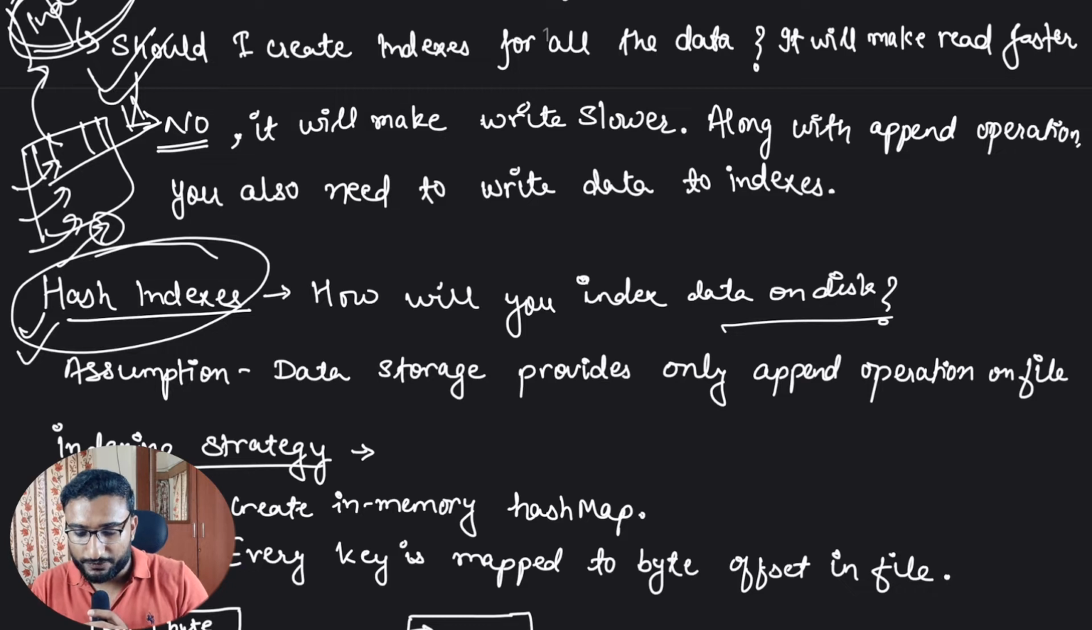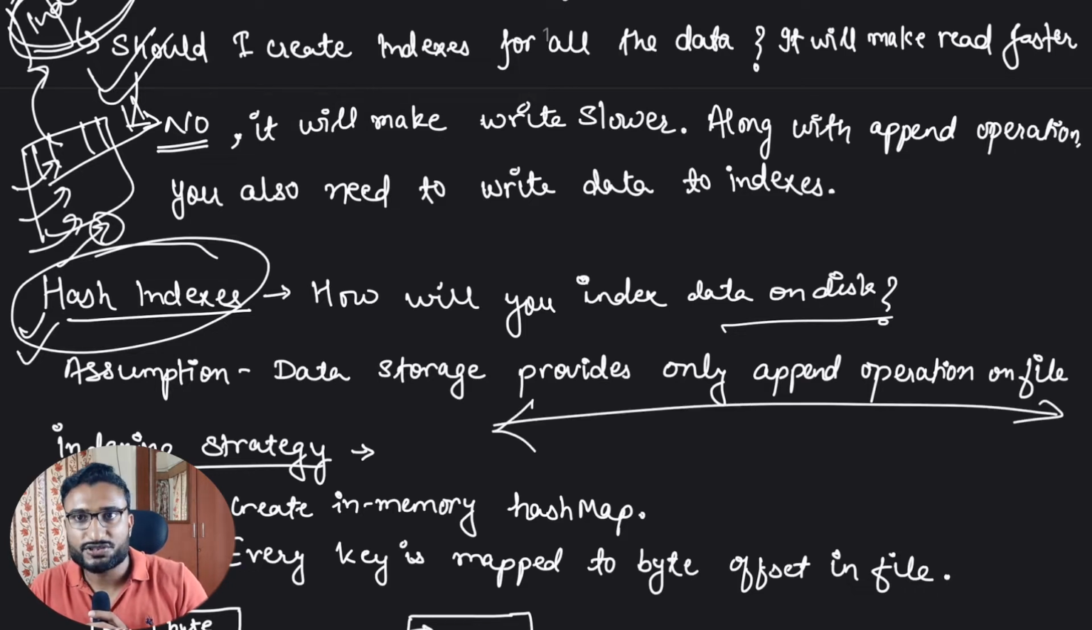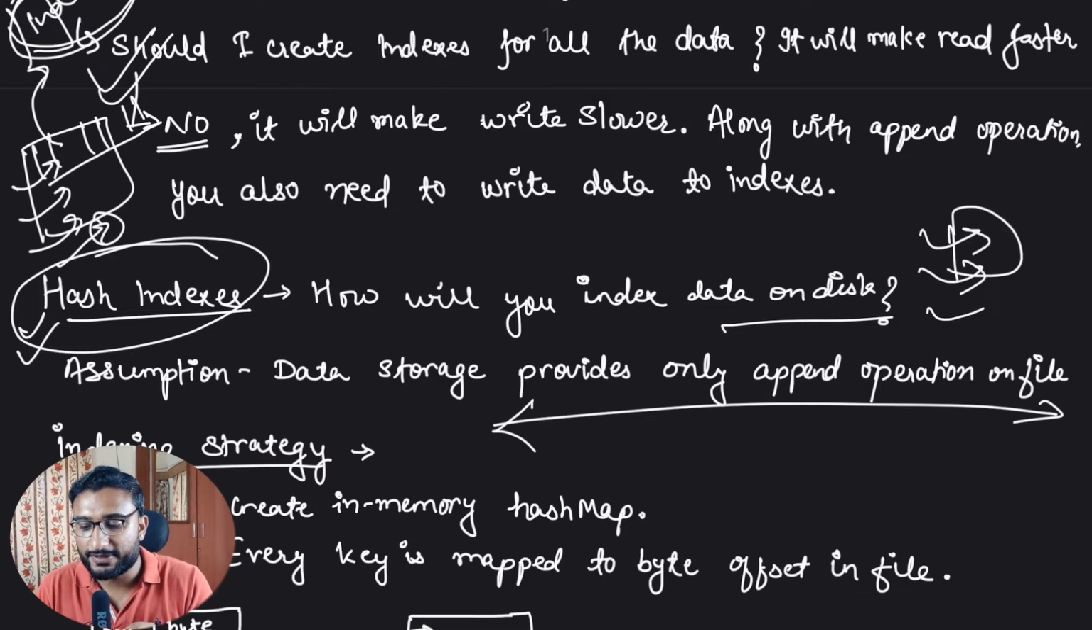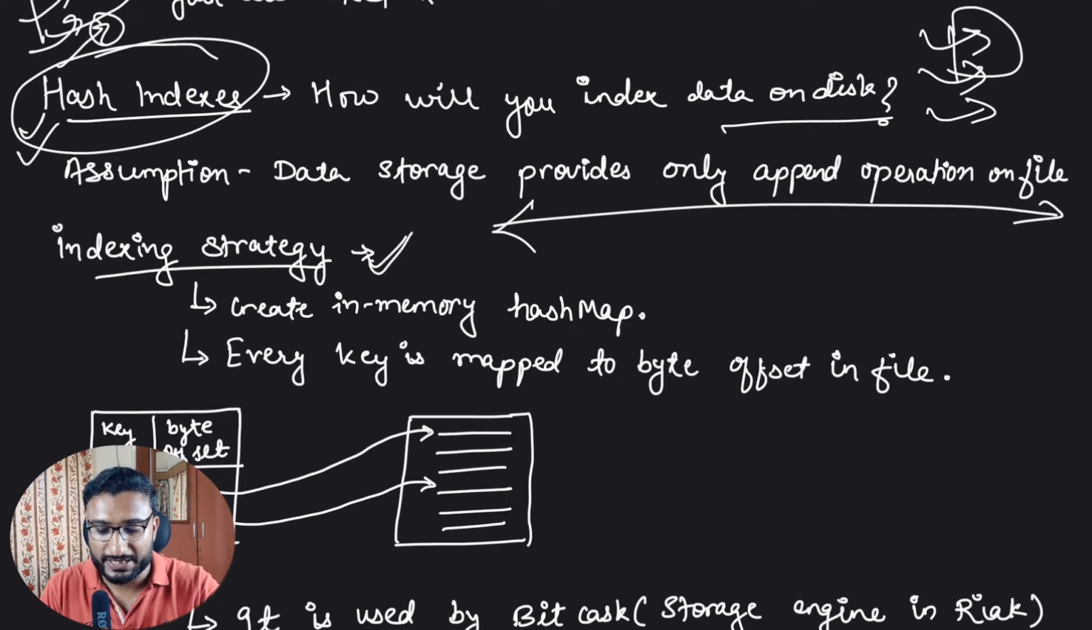What you do, we are moving with this assumption that we will only provide write queries in append-only mode. ठीक है, एक फाइल आ रही है अपनी and you will only be appending the values to the file and not updating any existing value. समझे बात? तो this is our basic assumption. So what will be your indexing strategy? What you will do is create an in-memory hash map.